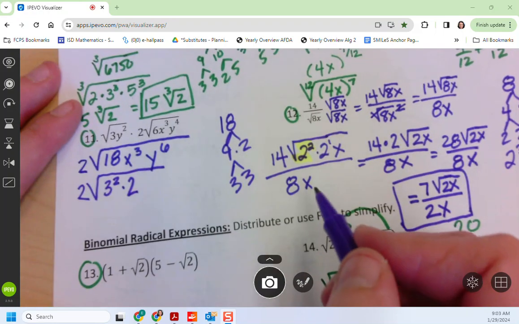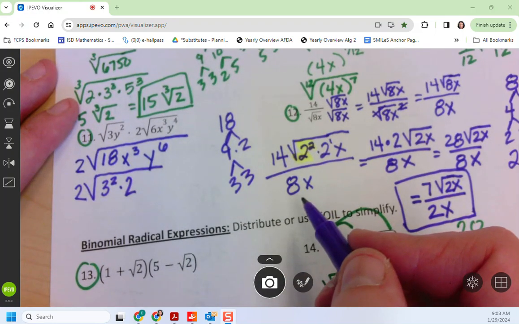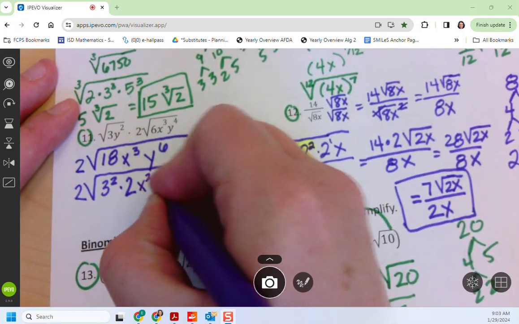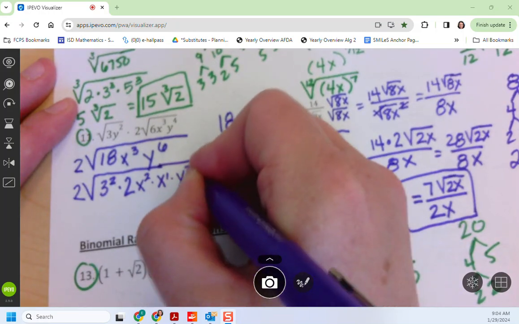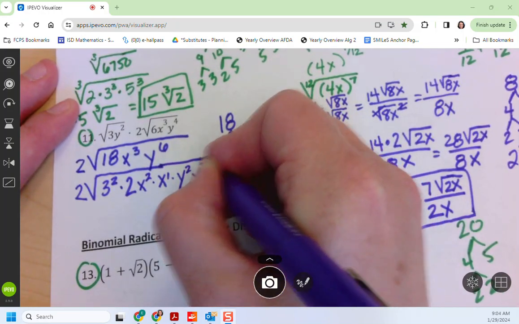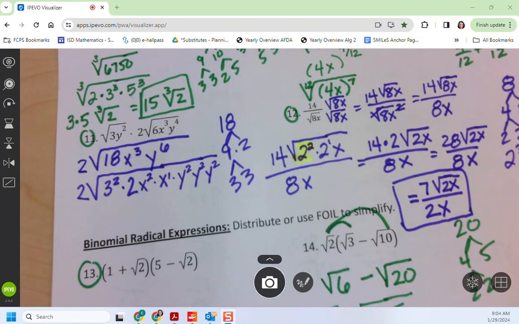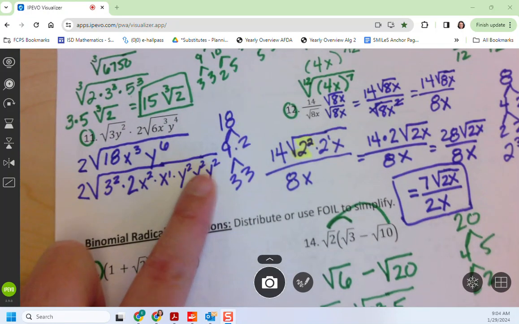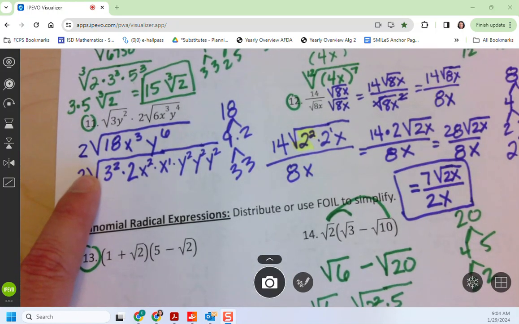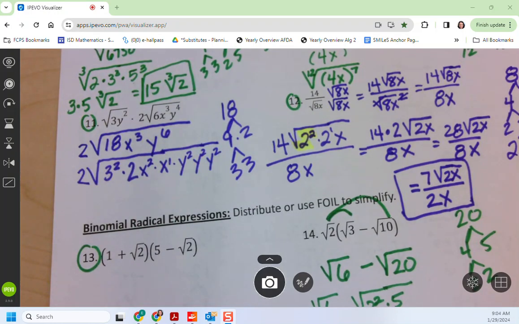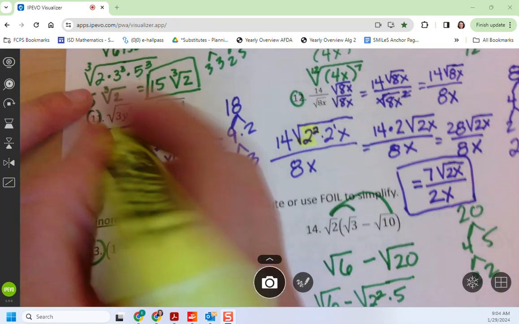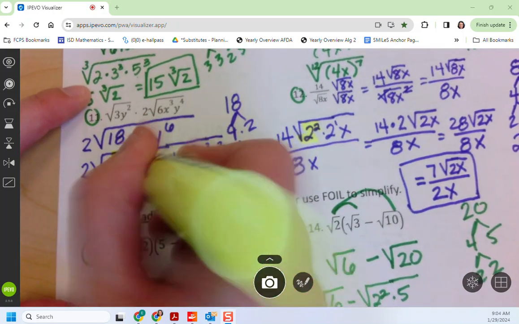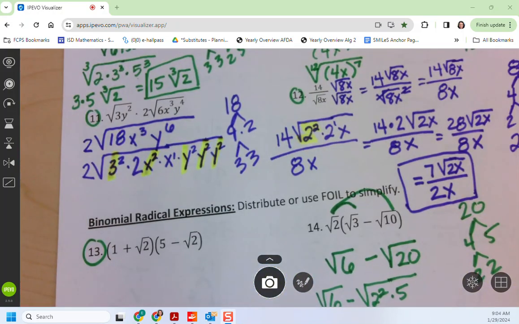I'm going to break the x's and y's into squared pieces. Remember, the squared pieces can come out. So this can become x squared times x to the 1. And this can become y squared, y squared, y squared. So anytime, we did this before, anytime you have variables raised to a power, you can break them into pieces that match your index so that you can use those inverse operations to take them out of the radical. So the things that come out are the 3, the x, and then all of these y's.